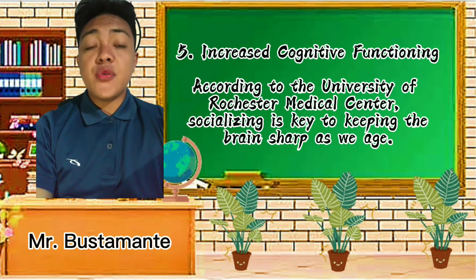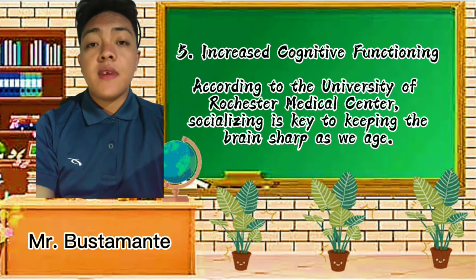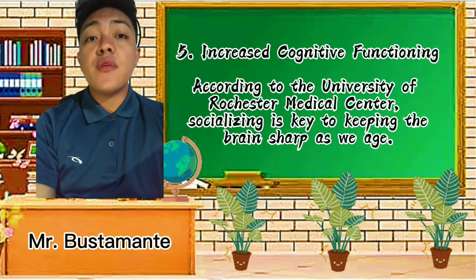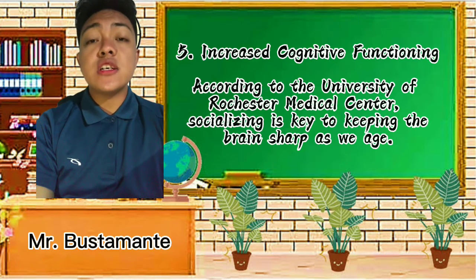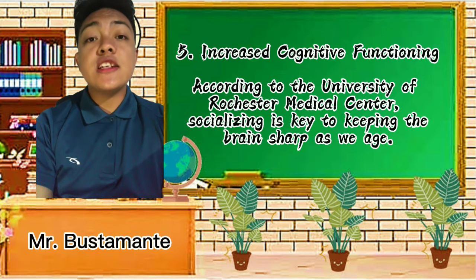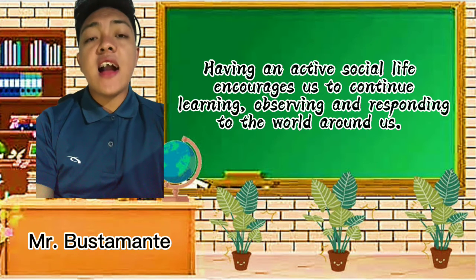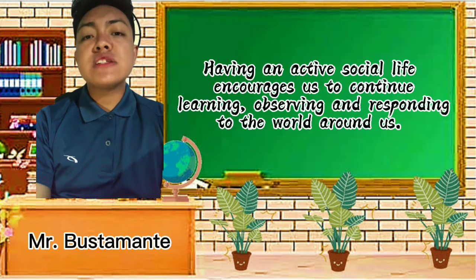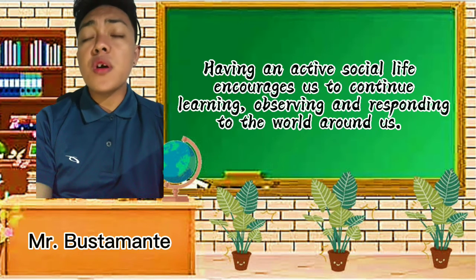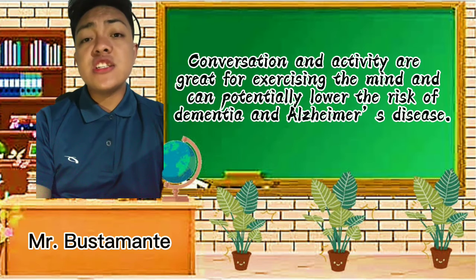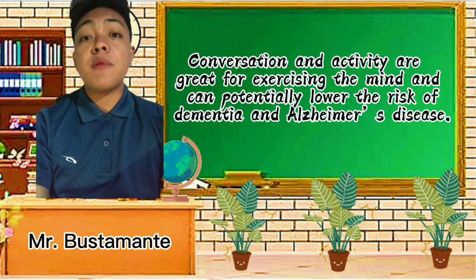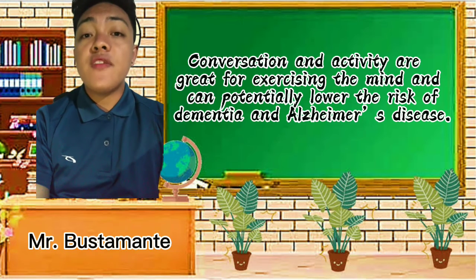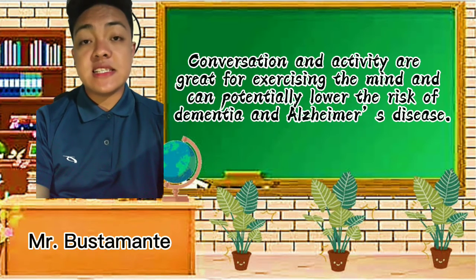Fifth one is the increased cognitive functioning. According to the University of Rochester Medical Center, socializing is key to keeping the brain sharp as we age. Having an active social life encourages us to continue learning, observing, and responding to the world around us. Conversation and activities are great for exercising the mind and can potentially lower the risk of dementia and Alzheimer's disease.